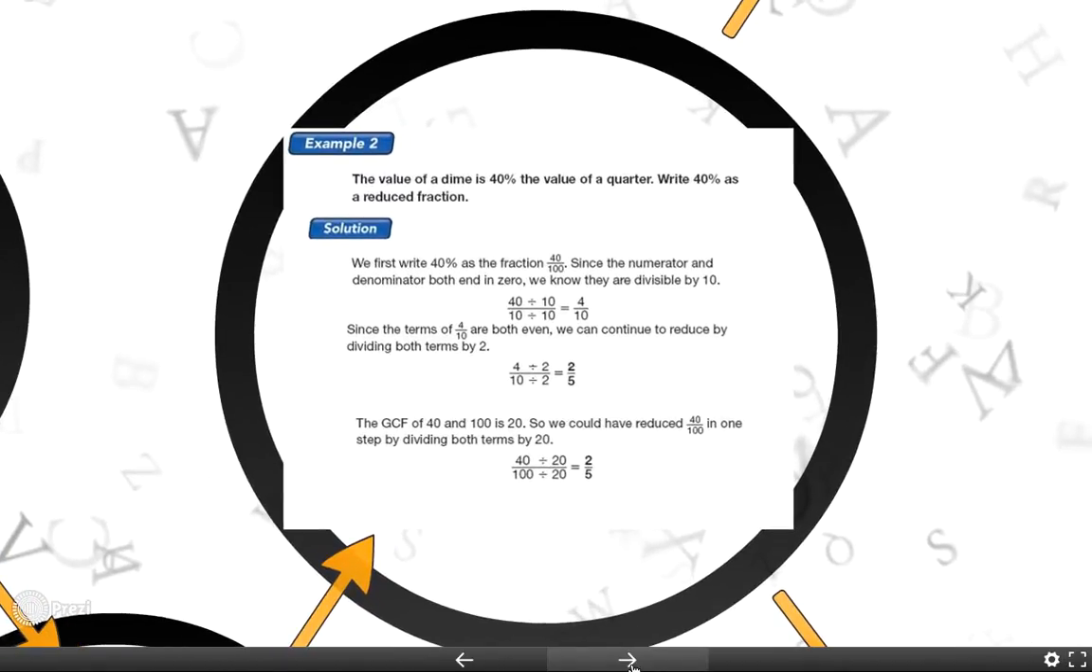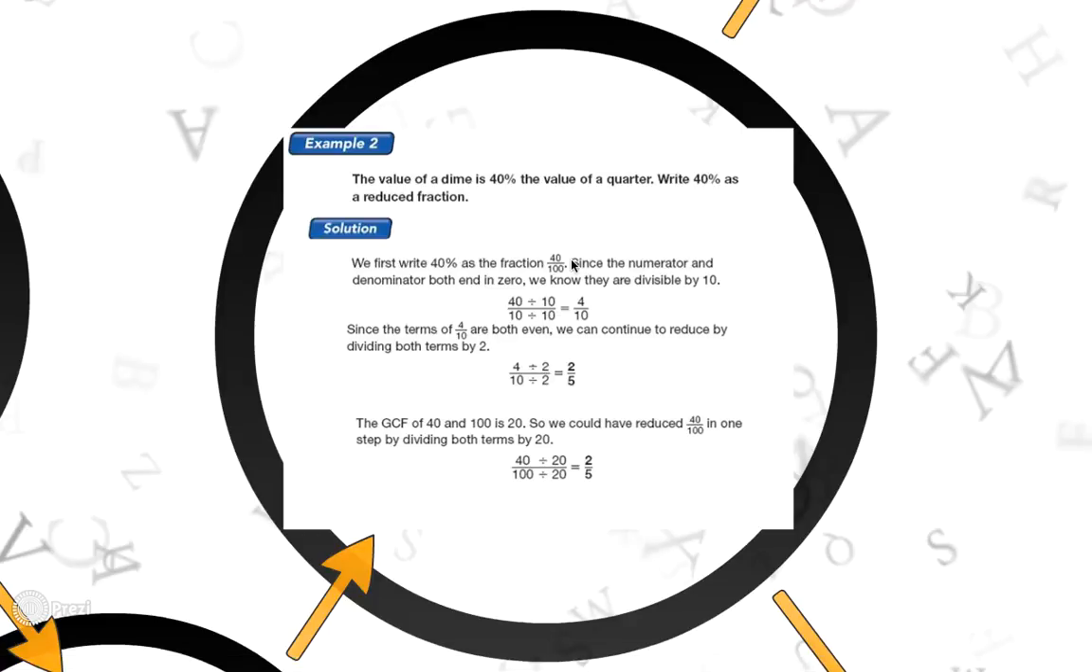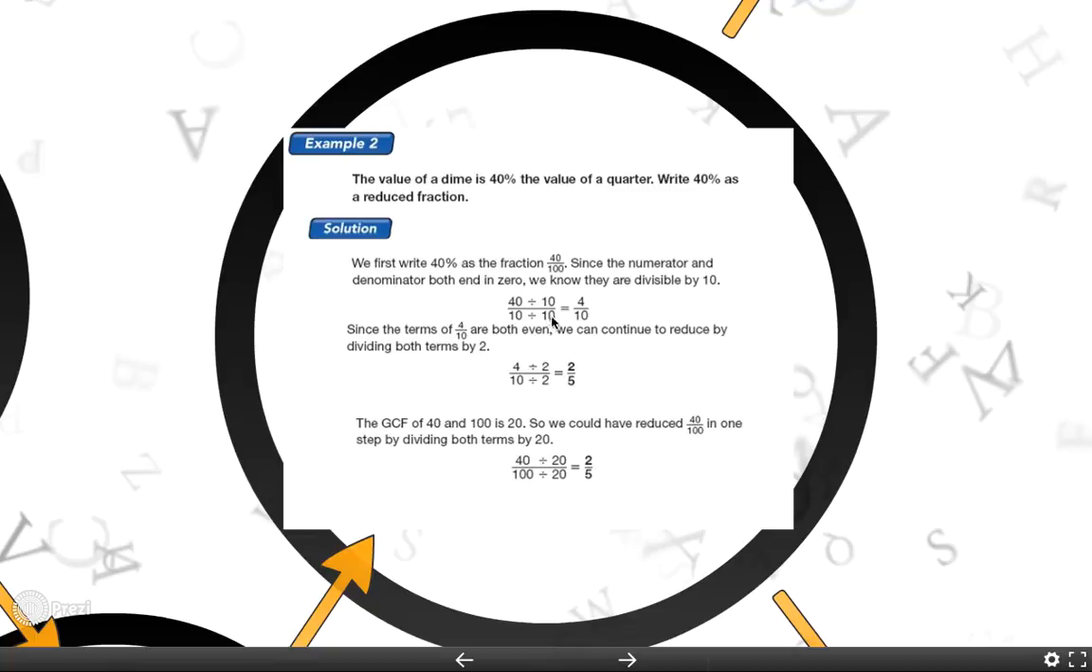All right, here's our example number 2. The value of a dime is 40% of the value of the quarter. Write 40% as a reduced fraction. Well, what we know is that 40% is 40 out of 100, right? Any percentage is out of 100. So what we can do is take 40 and divide it. We know that they're both divisible by 10, right? This is supposed to be 100 here. That was a mistake on the book's part.